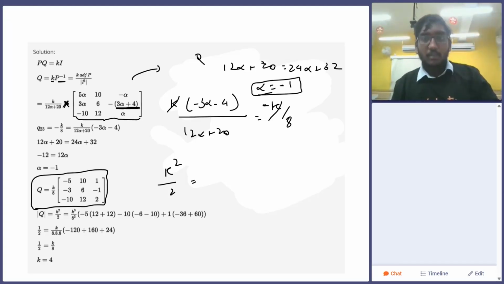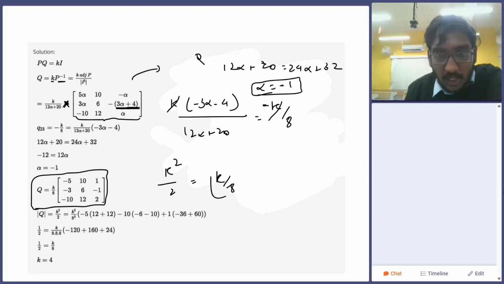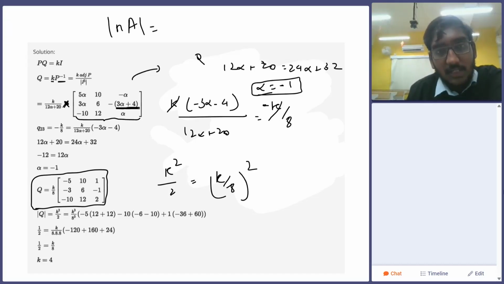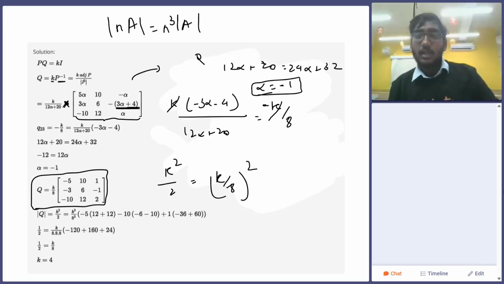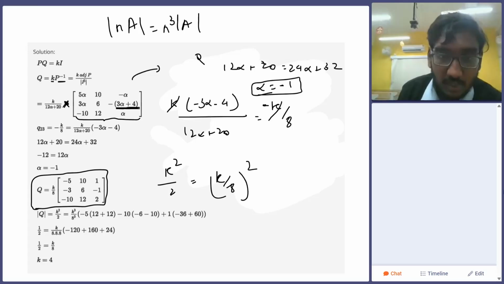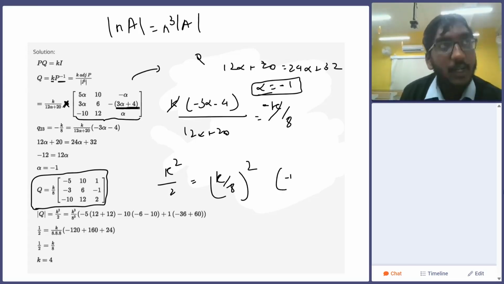You pull out K by 8 from each row, it will be K by 8 power 1, okay. If you pull out K by 8 from all the 3 rows, it will be K by 8 the whole cubed, into the determinant of that matrix, okay. So basically the property I would use is determinant of nA is the same as n cube into determinant of A if A is a 3 cross 3 matrix, okay. Whatever the order is, that will be the power here, okay. Simple. Times some value, okay. We will basically end up with minus 120 plus 160 plus 24, okay.